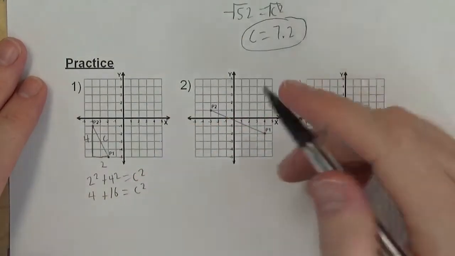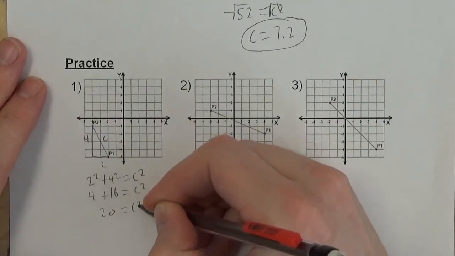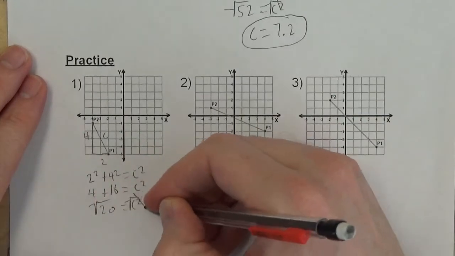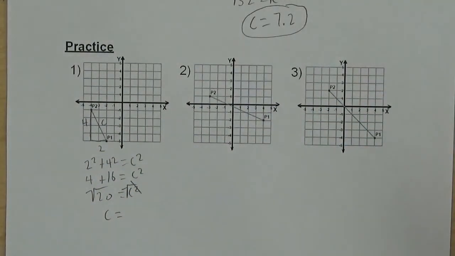Square the numbers. So then you add them together. 4 plus 16 is 20. 20 equals C squared. And then you just take the square root. Square root of both sides. So C equals whatever the square root of 20 is.